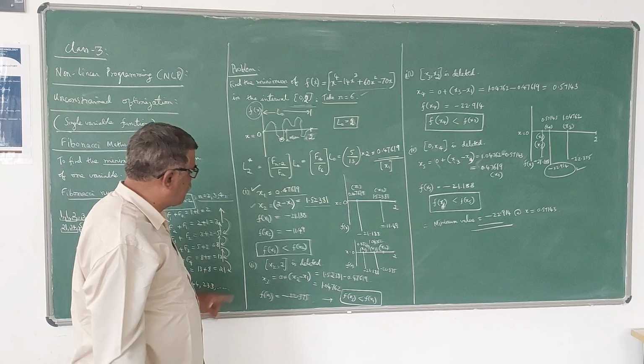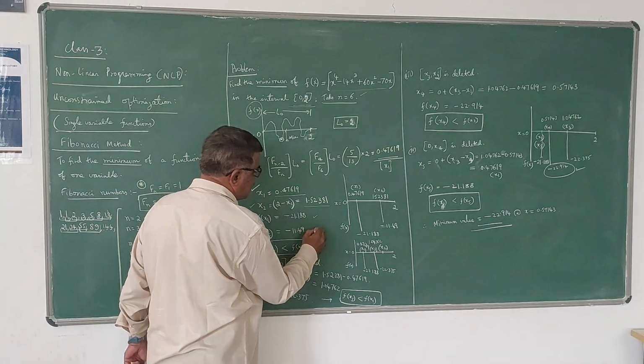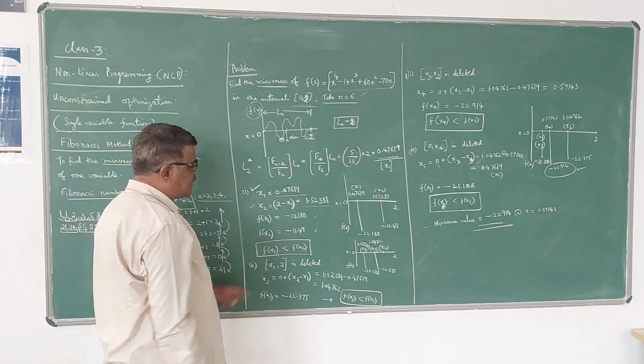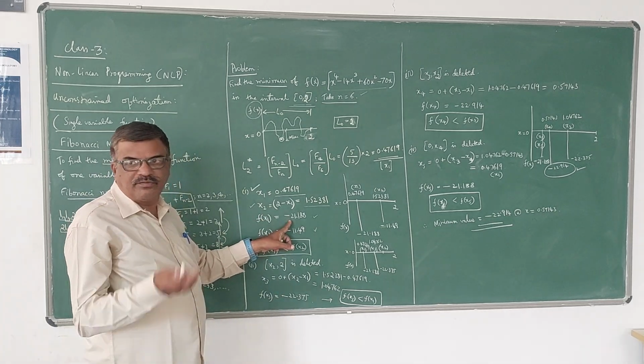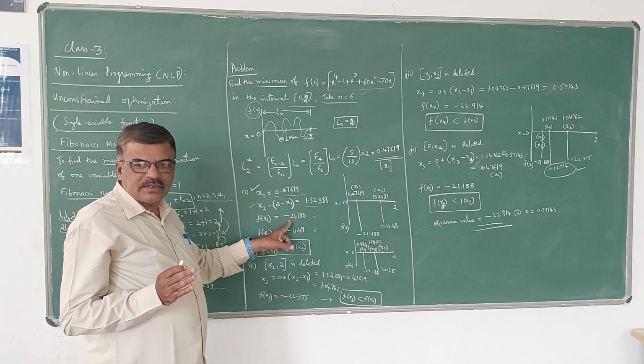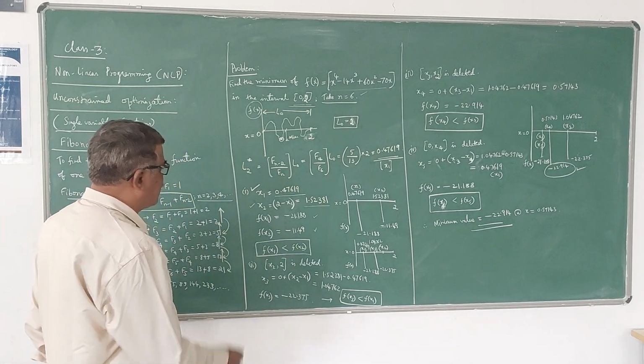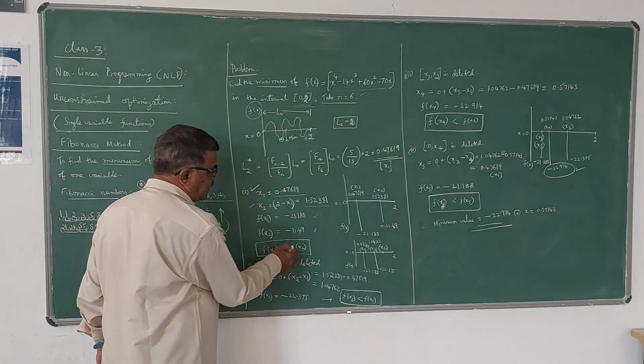Now compare these two values. Among these two values, which is minimum to mark? So here, both are negative, but this is minimum. So if the value is negative, what happens? The higher magnitude is the minimum value. So here we can see that f of x1 is less than f of x2.